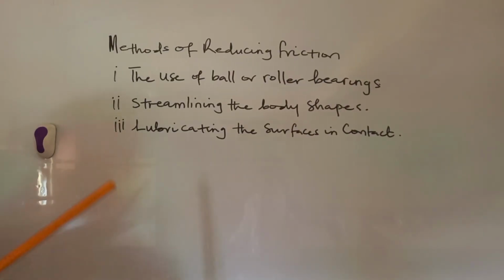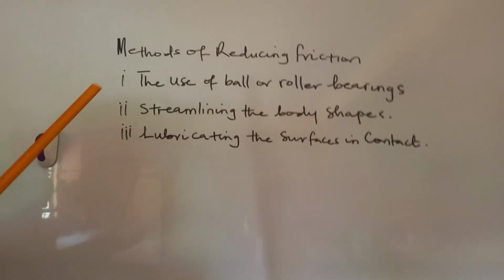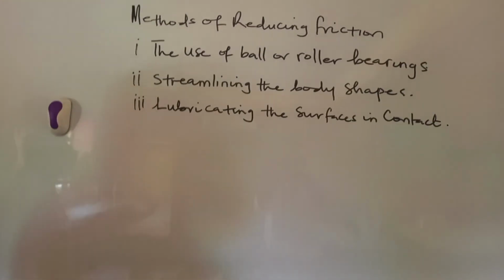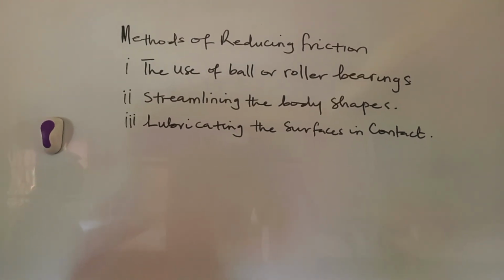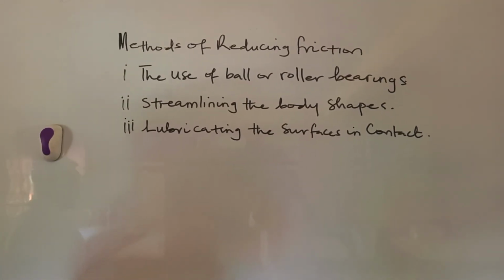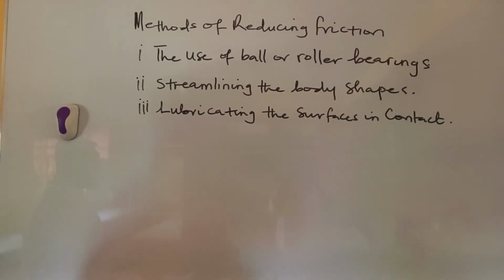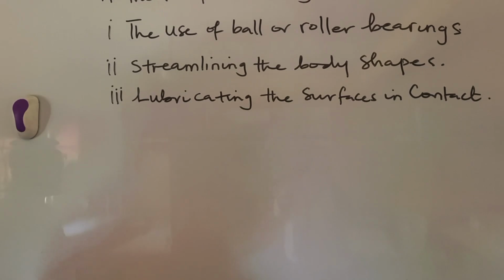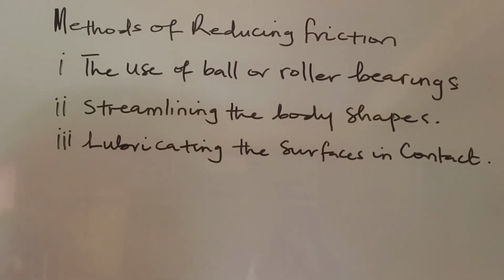The next item we'll talk about is the methods of reducing friction. A considerable amount of design ingenuity is devoted to minimizing or eliminating unwanted frictional resistance. Friction, if unchecked, will affect the efficiency of the machine. Friction can be reduced by, one, the use of ball or roller bearings.